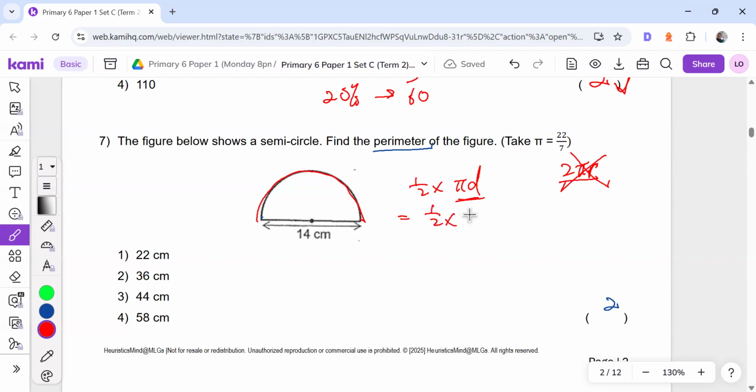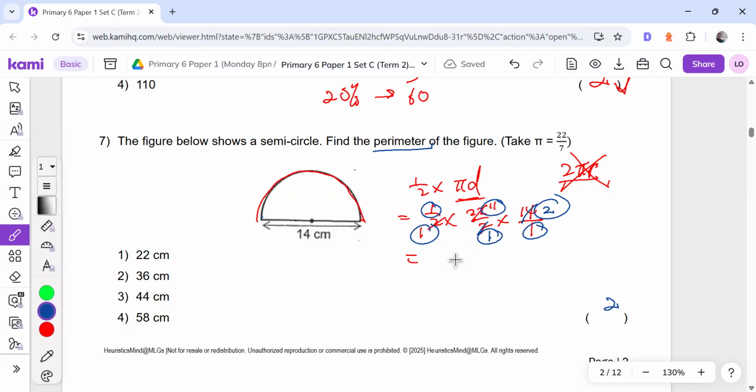So half times pi. And what's the diameter? Diameter is 14. All right, change the whole number into a fraction. Then you cancel, divide by 2, divide by 2. You can only cancel 2 numbers at one time. And then 7 and 14, you can also cancel them. Divide by 7, divide by 7. Once the denominators all become 1, you know that there's no need to cancel anymore.